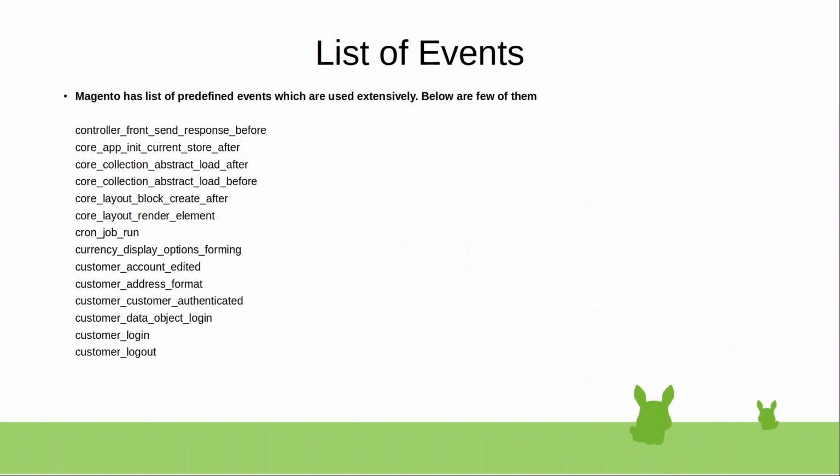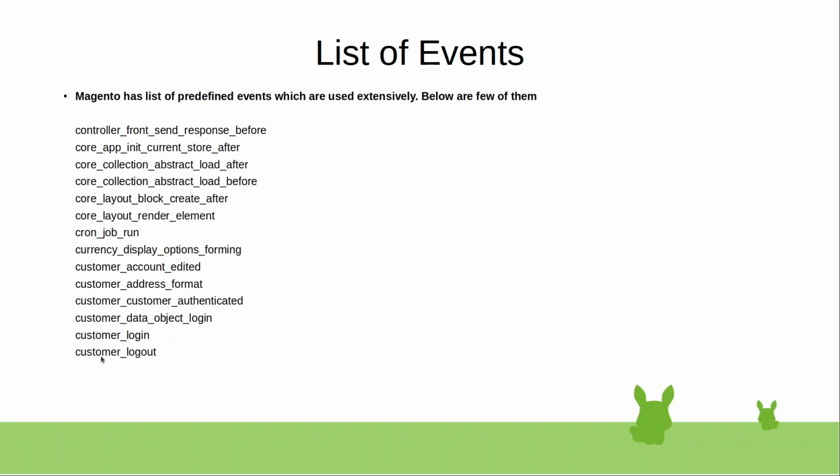There is a certain list of events that are available with Magento. Those are the predefined events which Magento dispatches at different occurrences. The name of the event pretty much explains where those events might have been dispatched. So let's see a few of them. Let's say controller_front_send_response_before. Before the response is sent by the controller, that event is dispatched. Cron job run: once the cron job runs, this event is dispatched. Customer login, customer logout. Again, pretty clear.